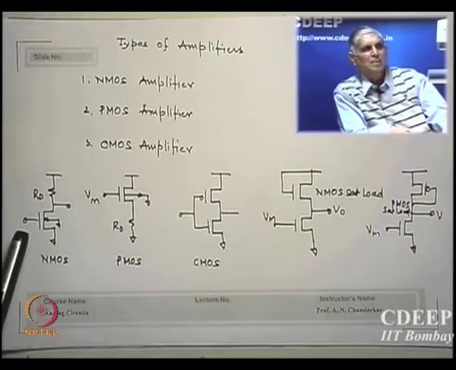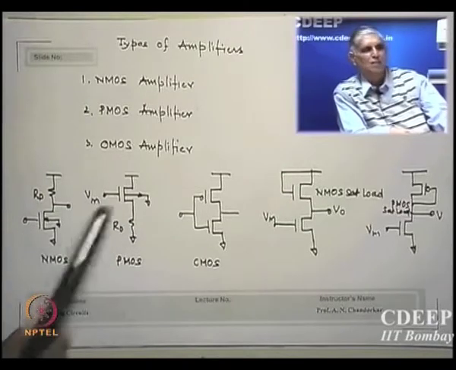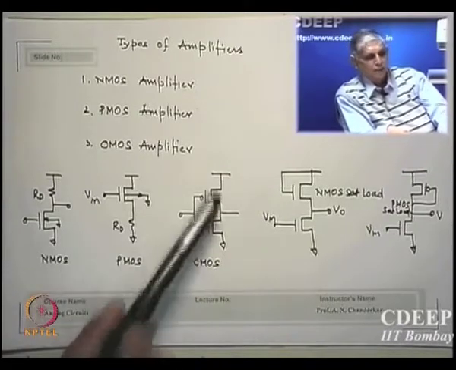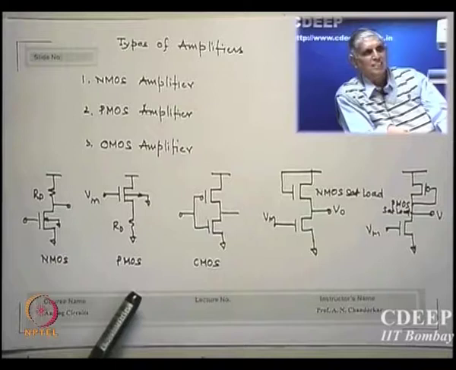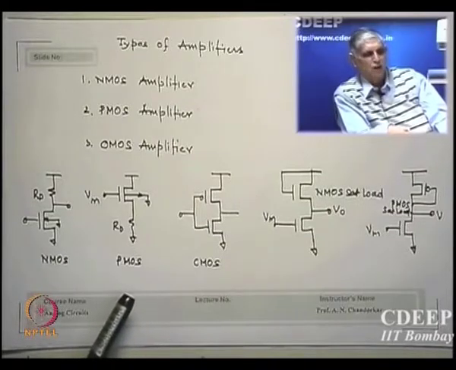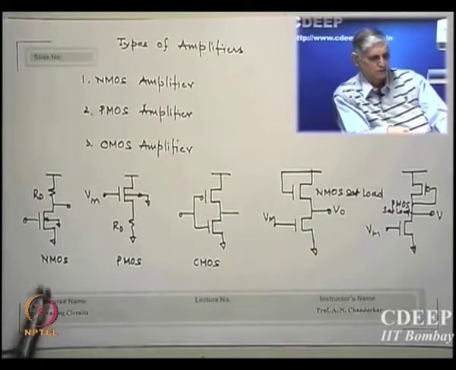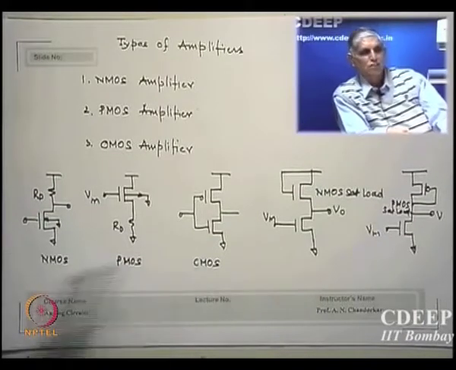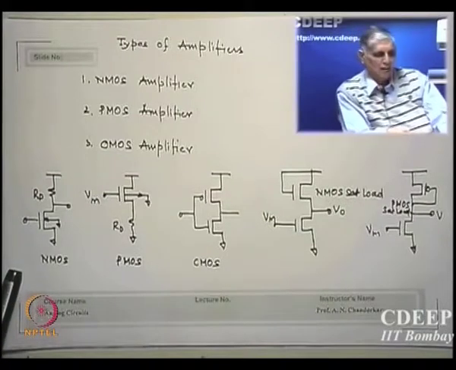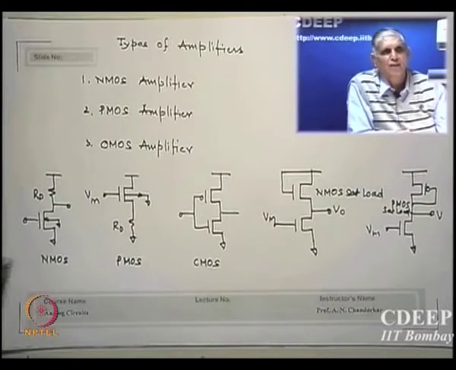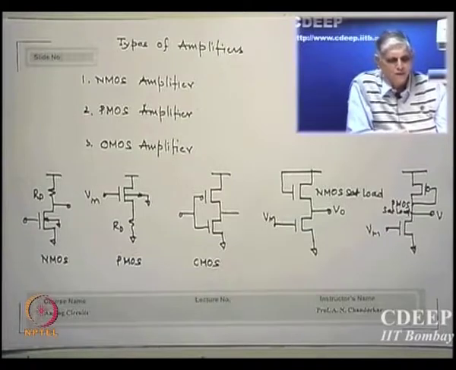If it is N channel kind, it is called an NMOS amplifier. In the second part, it is a P channel device, that is called a PMOS amplifier. If both P channel and N channel gates are connected, this will be called CMOS. We have already done CMOS, or you may be doing it now in your digital course. So this is called CMOS amplifiers. The kind of driver you have decides the name: NMOS, PMOS or CMOS.